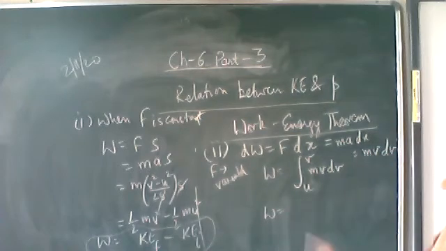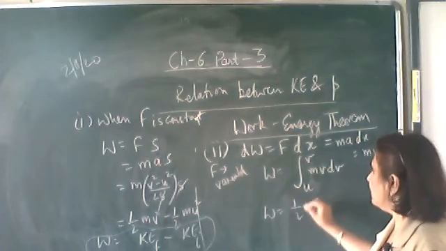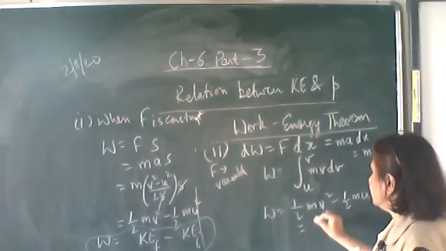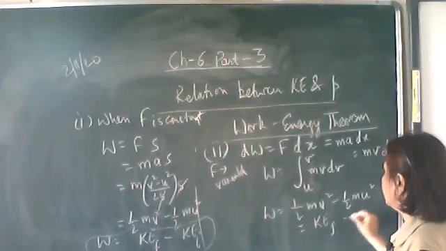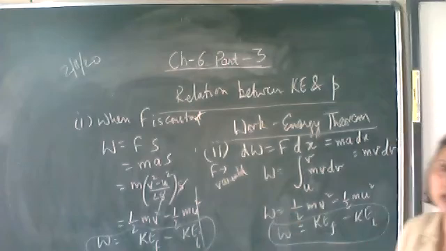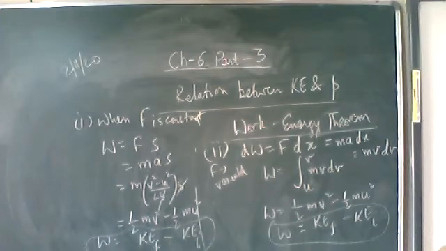What do you get? m into v square upon 2 in the limits u to v, final upper limit minus the lower limit. What do you get? Half mv square minus half mu square, which is the final kinetic energy minus the initial kinetic energy. So again we get the same expression. Work done is equal to the change in its kinetic energy, and this theorem is called the work energy theorem. So note it down. We have proved the work energy theorem when a constant force is applied and when a variable force is applied.